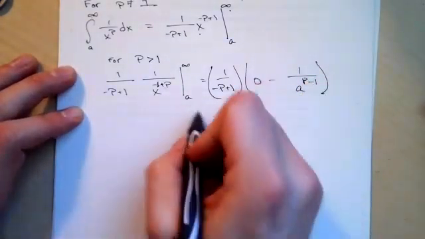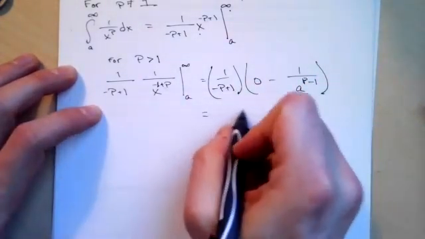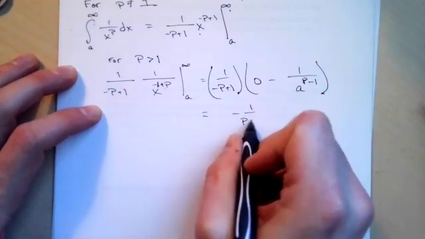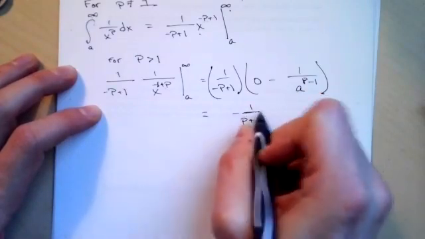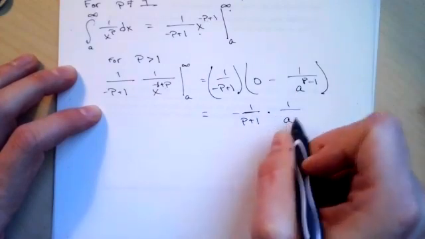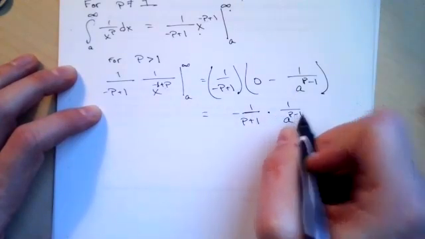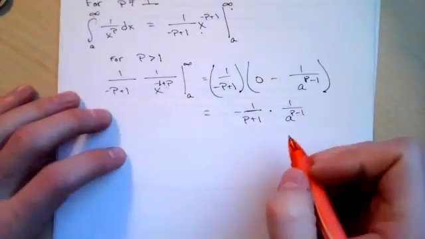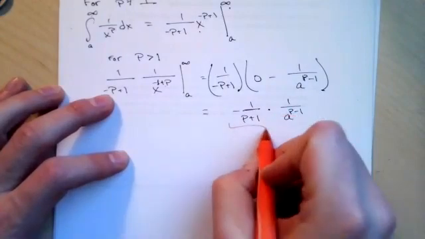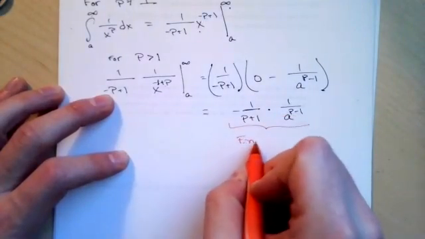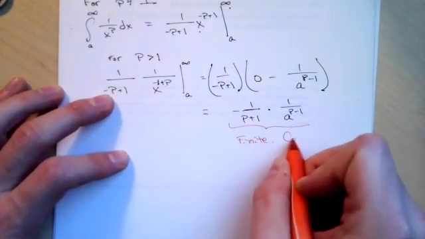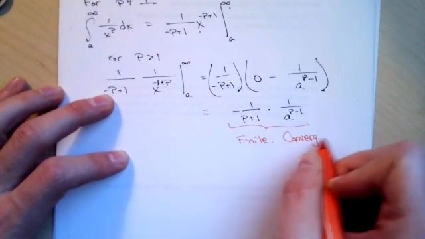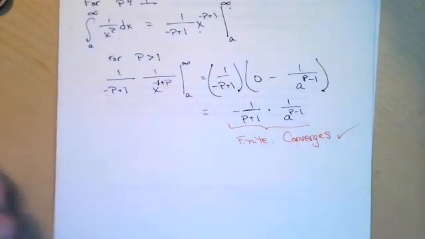Let's write it all out: minus 1 over p minus 1 times 1 over a to the p minus 1. And a is a finite value bigger than 0. So it's finite, it converges. So we're good when p is strictly bigger than 1.